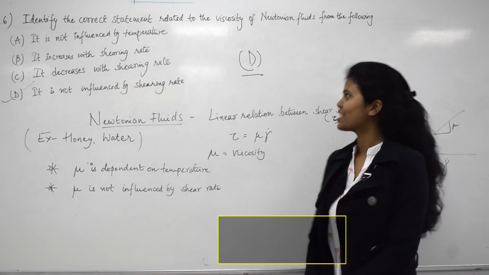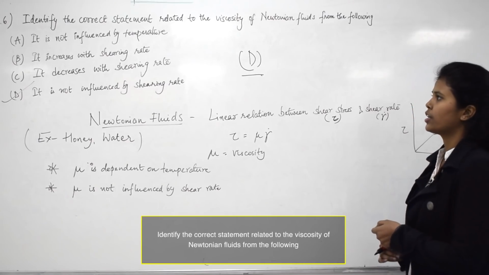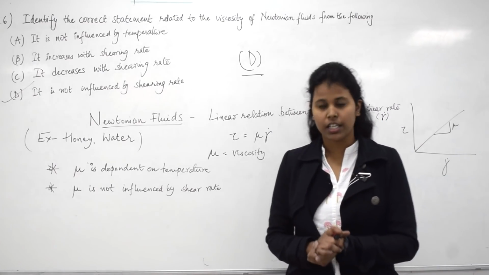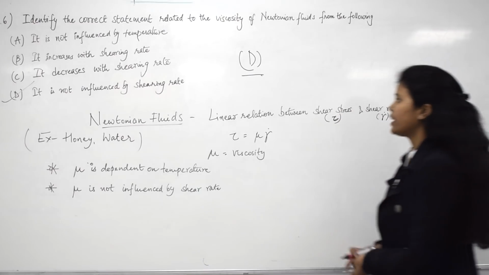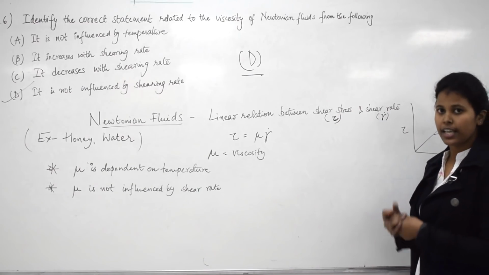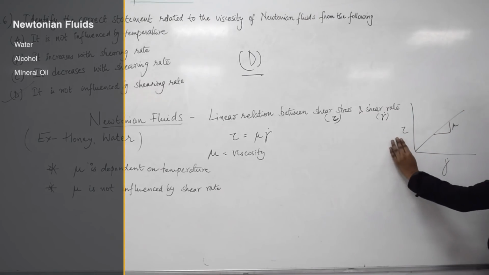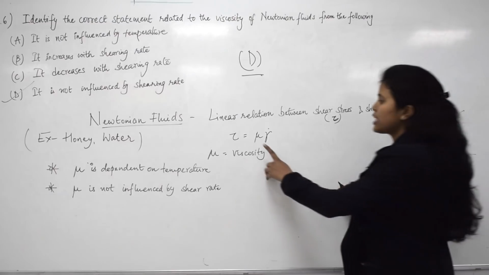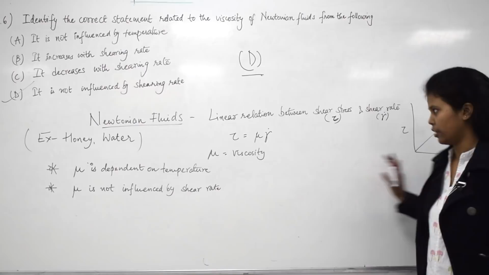Let's move to question 6. Identify the correct statement related to the viscosity of Newtonian fluids from the following. So before moving to the options given, let's understand what Newtonian fluids are. Newtonian fluids are those fluids which follow Newton's law of viscosity, which states that there is a linear relationship between shear stress and shear rate. So Newtonian fluids will always have a linear relationship between shear stress and shear rate and will always give this straight line. The slope of this curve will give you the viscosity. So viscosity is this constant denoted by mu that will always remain constant for this graph.